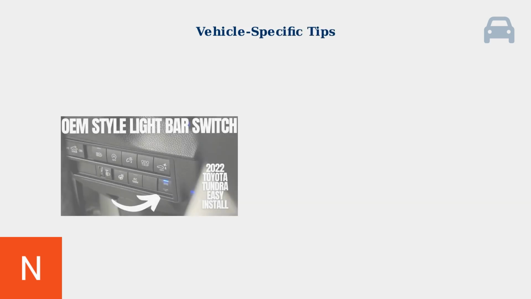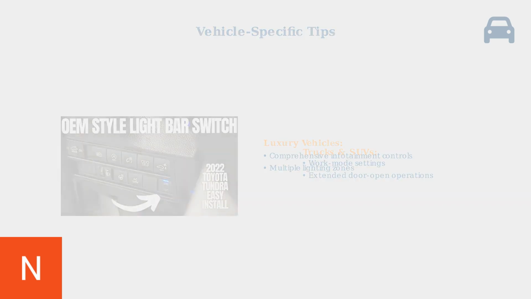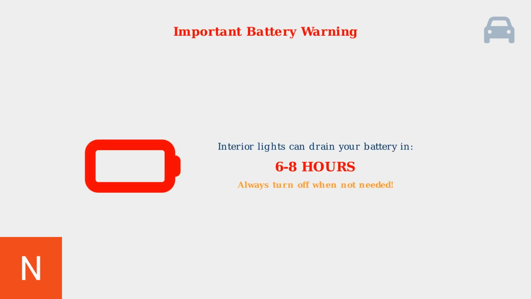Different vehicle types offer specific features. Luxury vehicles typically have comprehensive lighting controls through their infotainment systems. Trucks and SUVs often include work mode settings for extended door open operations, perfect for loading cargo or camping situations. Remember, leaving interior lights on can drain a typical car battery in just 6 to 8 hours, so always turn them off when not needed.